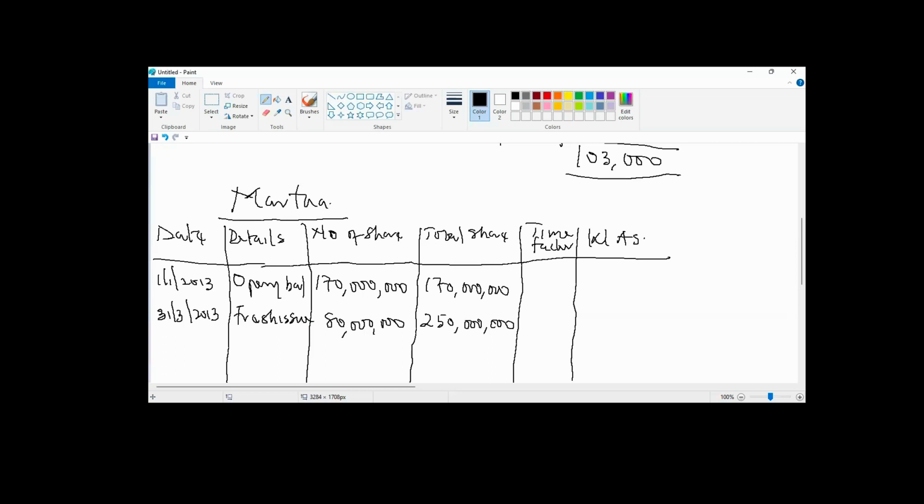Then, 31st October 2013, bought back 30 million ordinary shares. Repurchase, 30 million. 250 minus 30 million gives us 220.